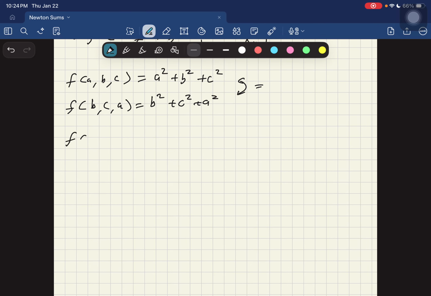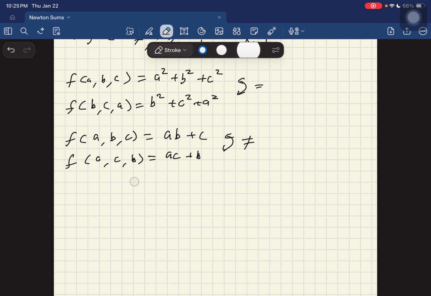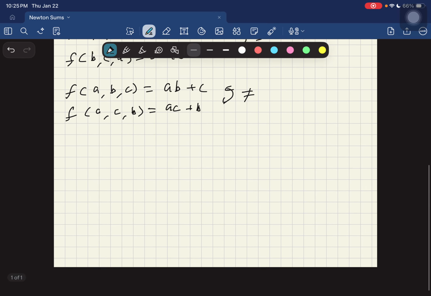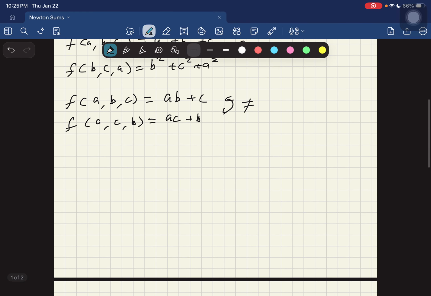But now if we were to consider this example using the same variables, let's say this is equal to ab plus c. Well then, if we were to switch around the ordering of these variables, let's say a, c, b, then we would get ac plus b. And so these are not equal. So this is why this is not a symmetric polynomial. That is essentially what a symmetric polynomial is. It stays invariant under all these permutations.